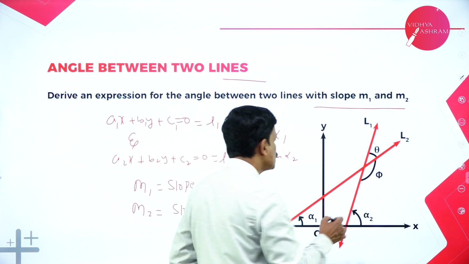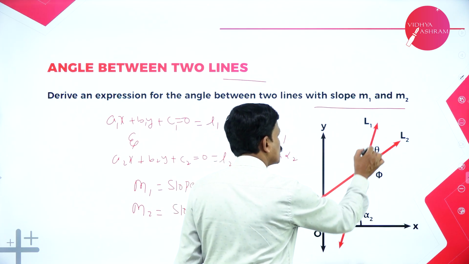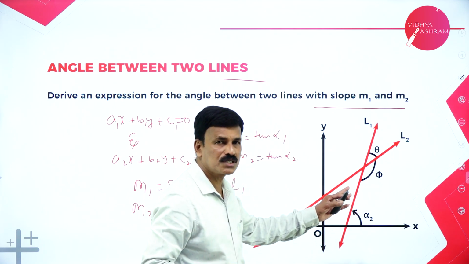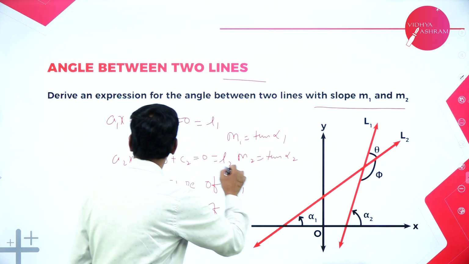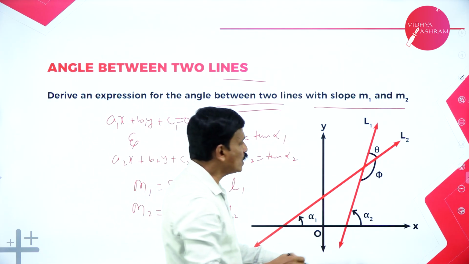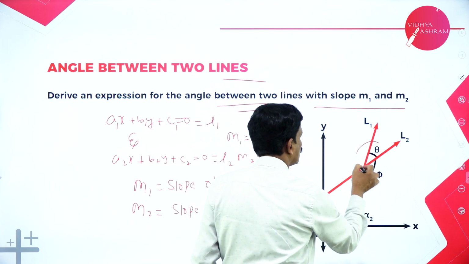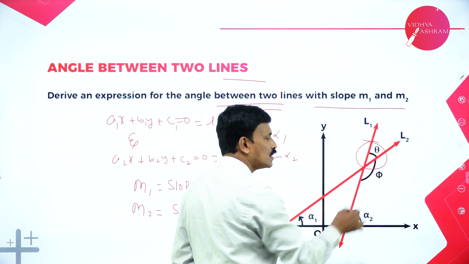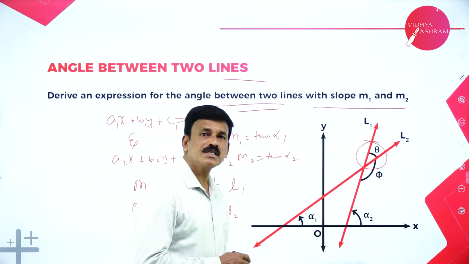Now these two lines will intersect at this point. See, this theta is the angle of intersection between L1 and L2. So what we have to find out is this theta, the angle of intersection between the two lines. These two lines intersect at this point, so this is the angle of intersection between L1 and L2 whose slopes are m1 and m2. Then what is theta?